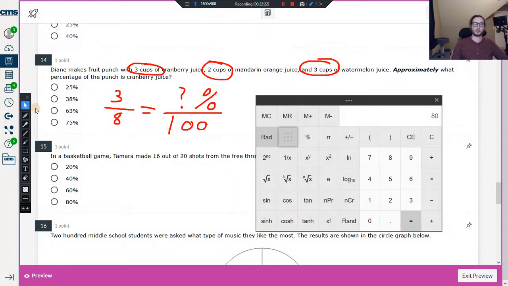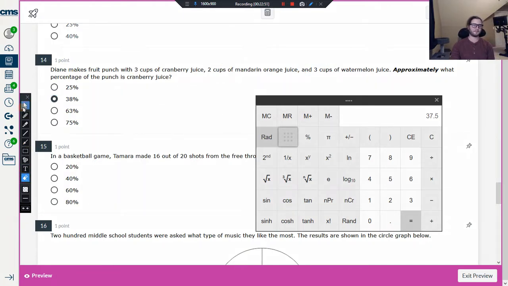So here's our proportion. All we do now is cross multiply 3 times 100, and then divide by this 8. That's going to give me 37.5, which is not an answer choice. Hence, this problem says approximately. We have to decide, do we round this up to 38 or down to 37? Well, seeing that 38 is an answer choice and 37 is not, pretty safe to say we round up.